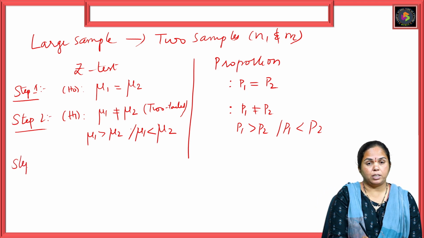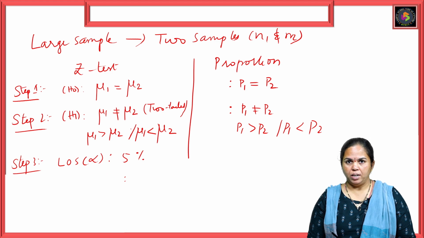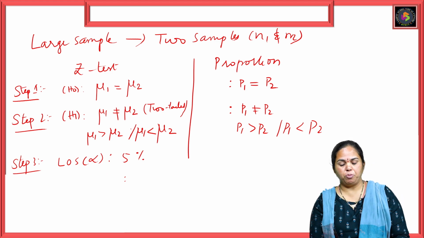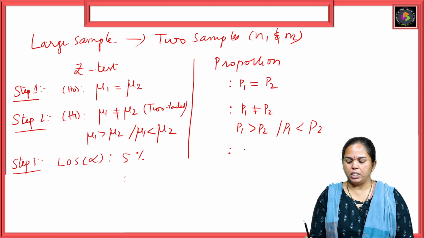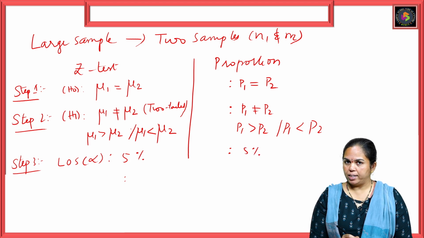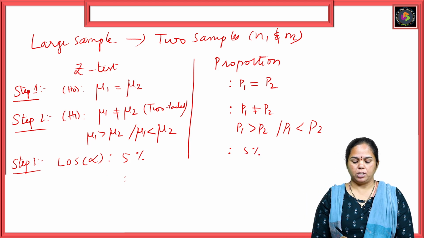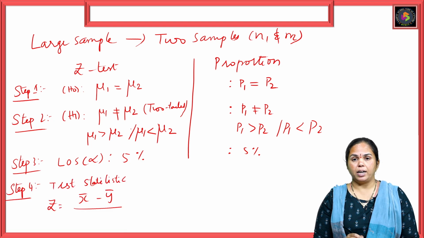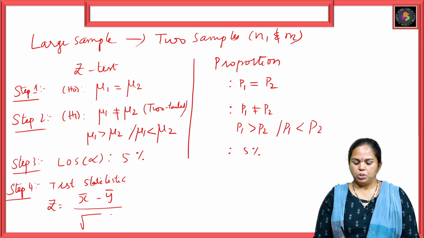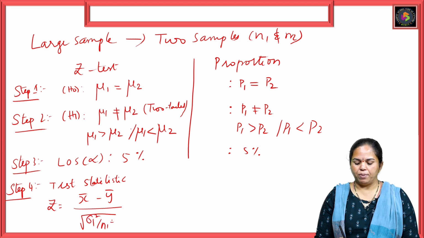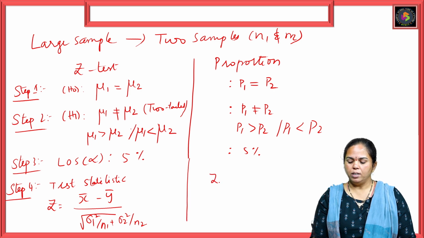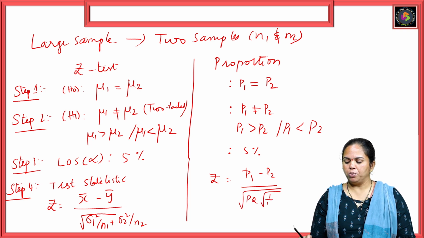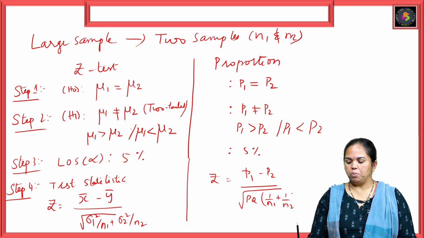Next, coming to step 3. Level of significance alpha, if not mentioned in the problem, we will consider it as 5% in both cases, whether it is a Z test or proportion test. Next, coming to the test statistic, Z equal to x bar minus y bar by square root of sigma 1 square by n1 plus sigma 2 square by n2. Here Z equal to P1 minus P2 by square root of PQ into 1 by n1 plus 1 by n2.